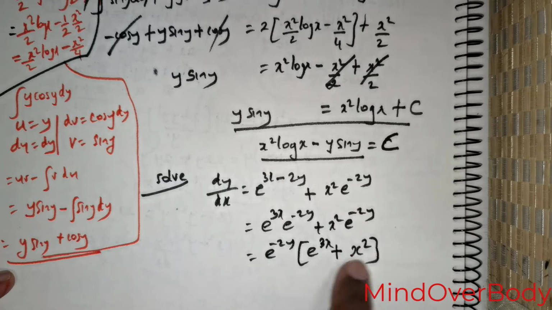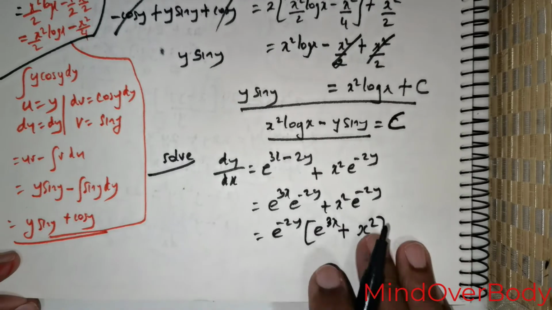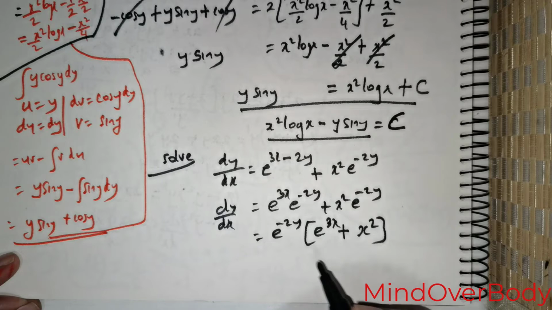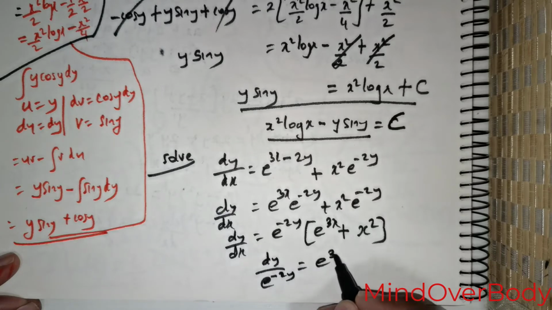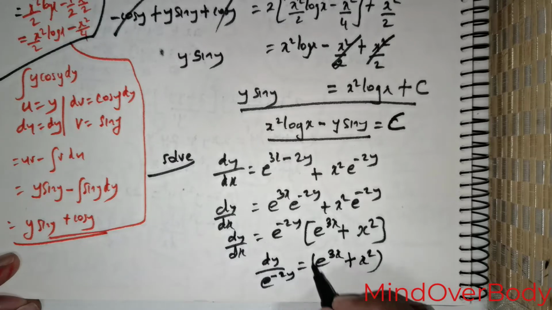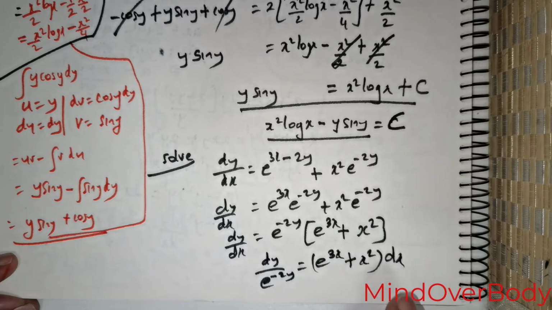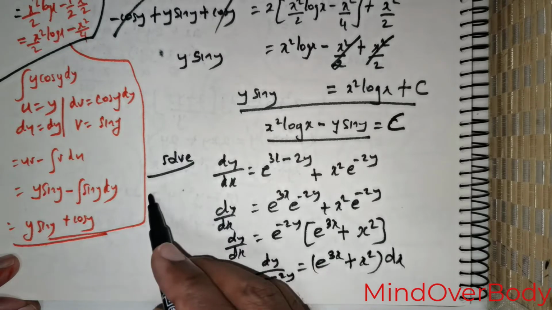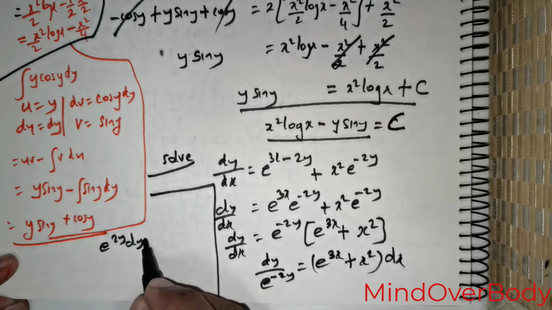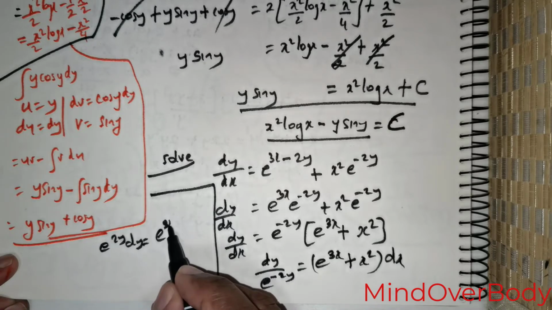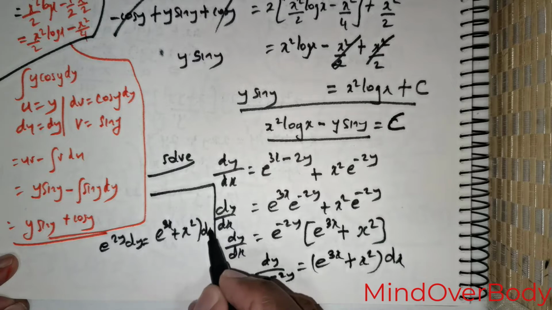Now this is completely x, this is y. What I can do is push this down. This is actually dy over dx. If I push it down, this is dy divided by e raised to the power of negative 2y is equal to e raised to the power of 3x positive x squared times dx. So this is what I've got. Now I can push this to the numerator. So this is going to be e raised to the power of 2y times dy is equal to e raised to the power of 3x positive x squared times dx.